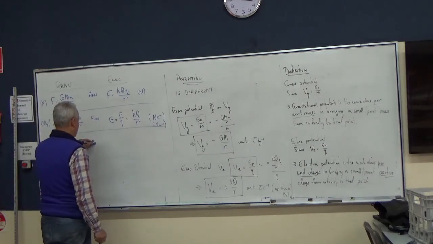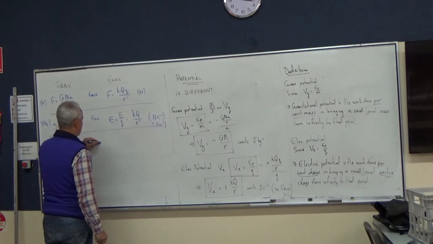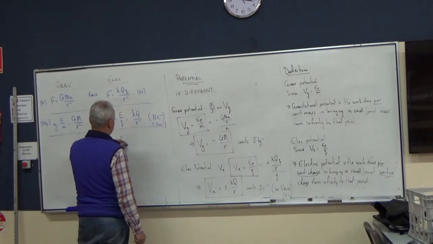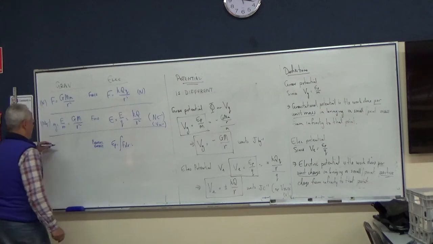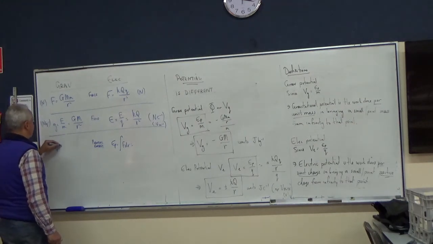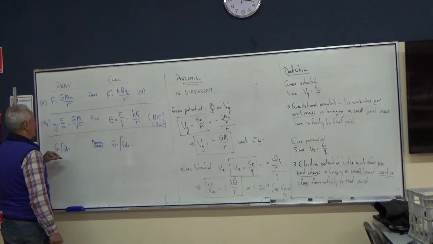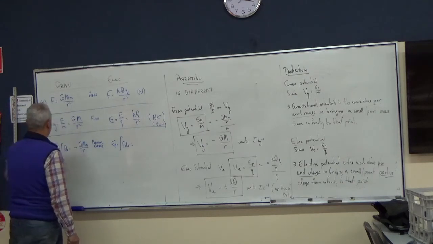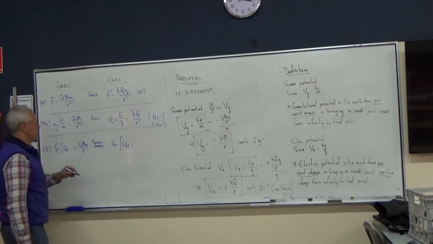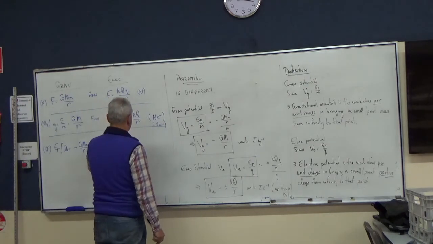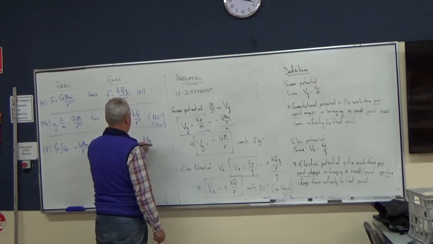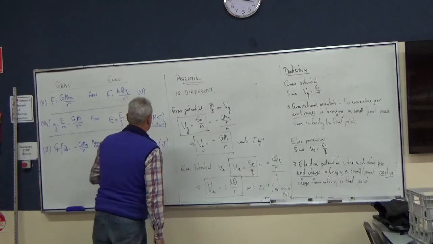Potential energy. EP is the integral of F dr. I'll start with the gravitational. EP is the integral of F dr equals negative GM on R. That's measured in joules. The integral of F dr is plus or minus KQ on R. That's measured in joules as well, of course.